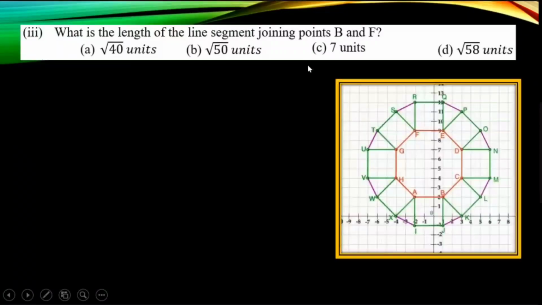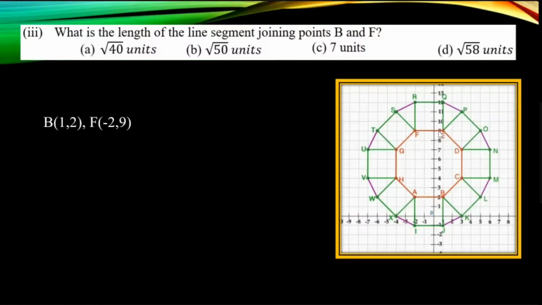Once again, let us see the figure. I want to find out the length of the line segment joining B and F. Coordinates of B are (1, 2). Coordinates of F are (-2, 9), right? So I'll find out the distance between them.